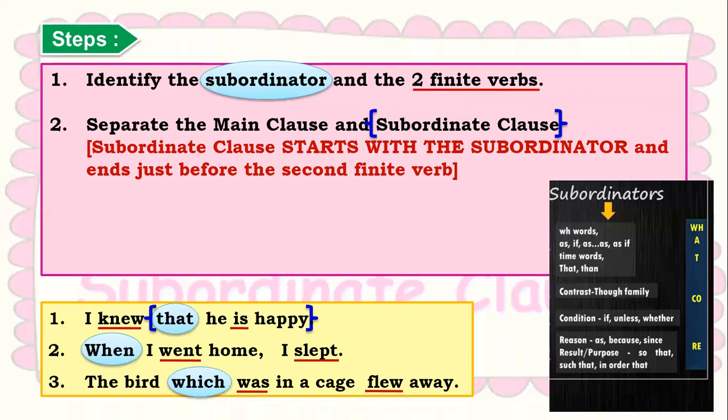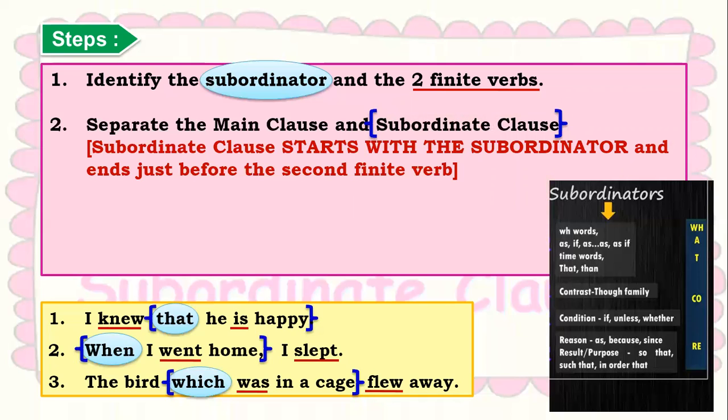It starts with a subordinating conjunction. When I went home, it starts with a subordinating conjunction again. Which was in the cage? Shouldn't it be which was in the cage flew away? No.